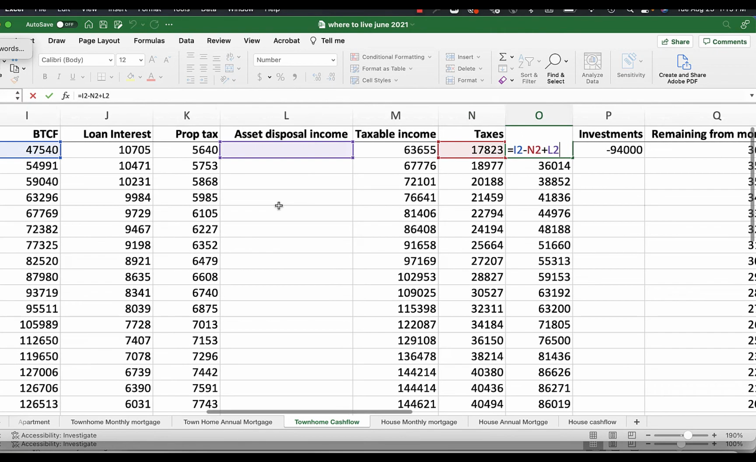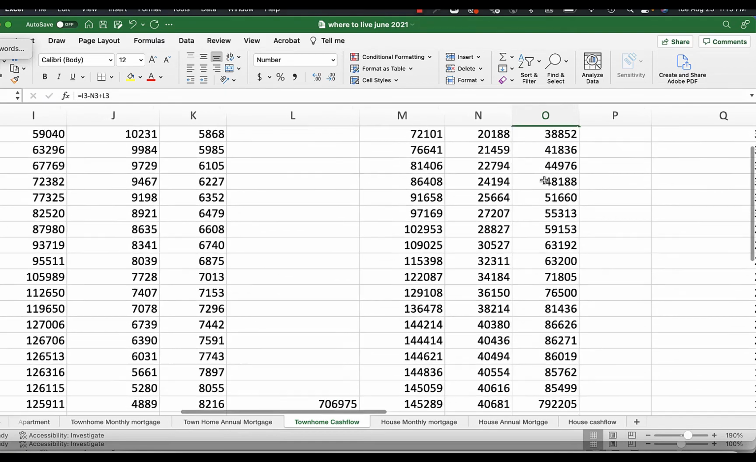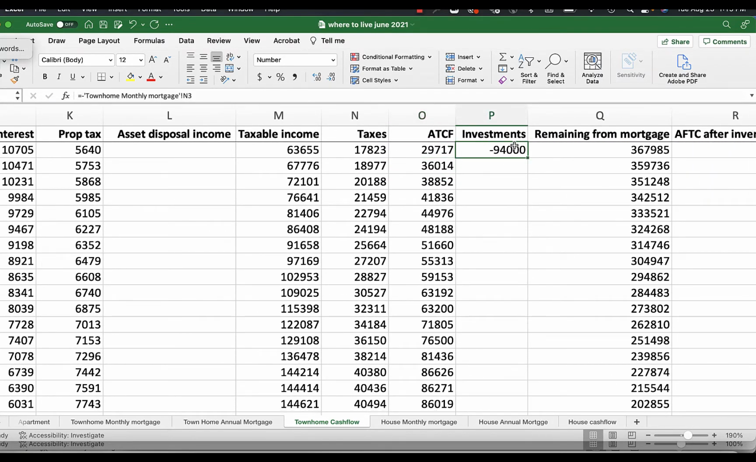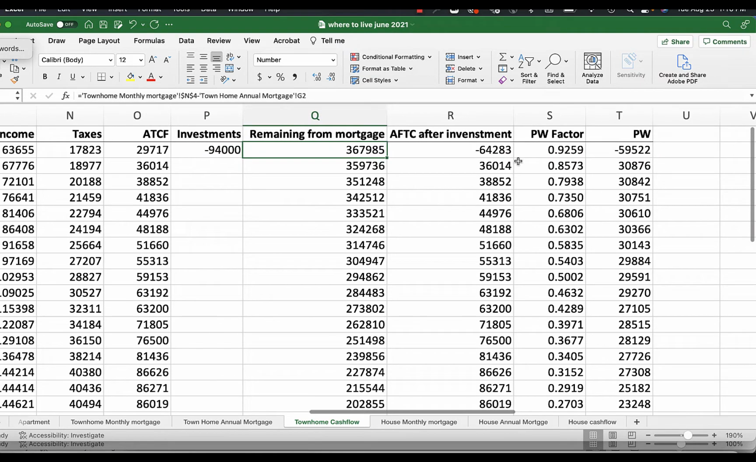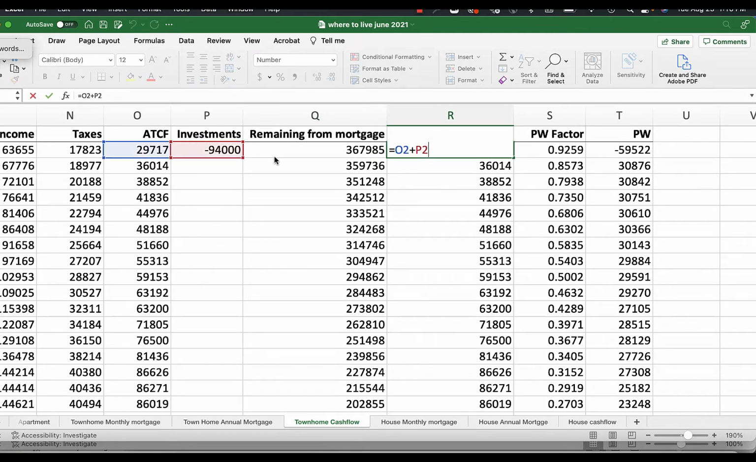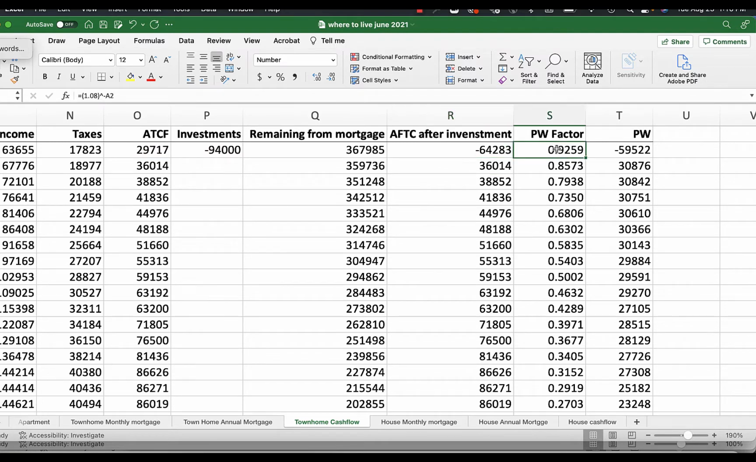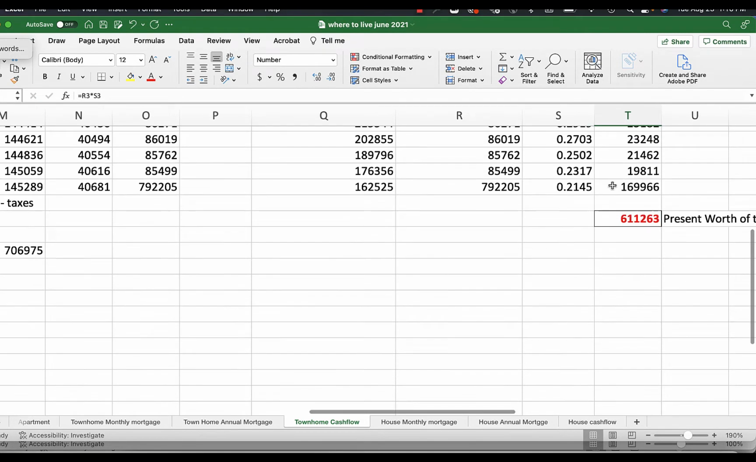The after-tax cash flow is going to be the before-tax cash flow minus the taxes, minus any kind of asset disposal that we have at the end of the time period. So this is the after-tax cash flow, and then the investments. This is where we put the down payment, and then the after-tax cash flow after investments is going to be the after-tax cash flow minus that. And then we take the present worth factor, which we're going to use 8%, and we're going to calculate this present worth factor for all of the years. This value times that gives us the present worth of these cash flows. And then we add them all up here, and that's the present worth. I know that was a lot, but I hope that helps a little bit in your understanding of it.